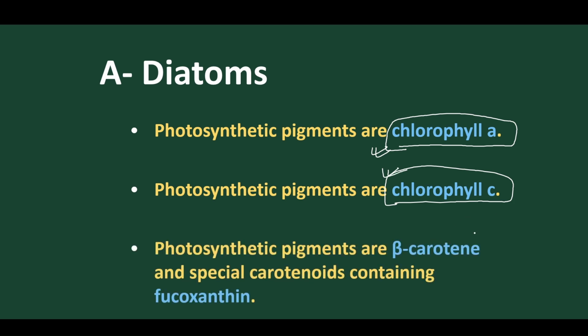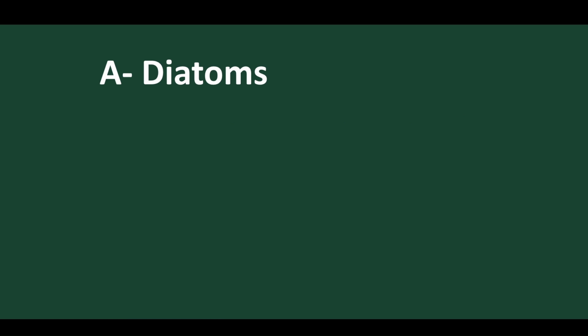And in addition to chlorophyll A and C, they also contain beta carotene and fucoxanthin. The fucoxanthin provides the body color. It is golden brown. So this golden brown is due to the presence of this particular fucoxanthin that provides body color. And beta carotene is also present. So we have to remember chlorophyll A, chlorophyll C, beta carotene and fucoxanthin, which help in photosynthesis and also help in imparting the body color. Got it? So these are the pigments present.